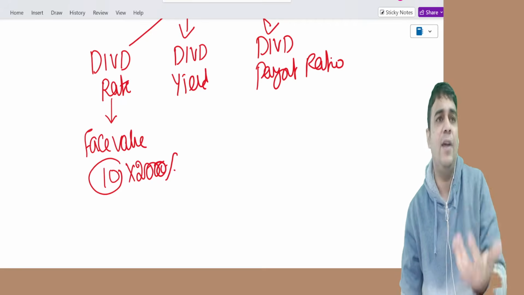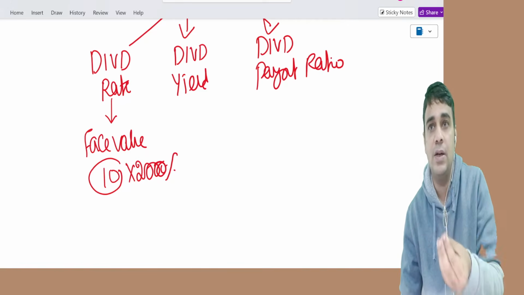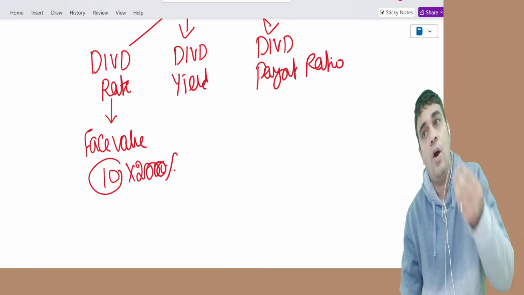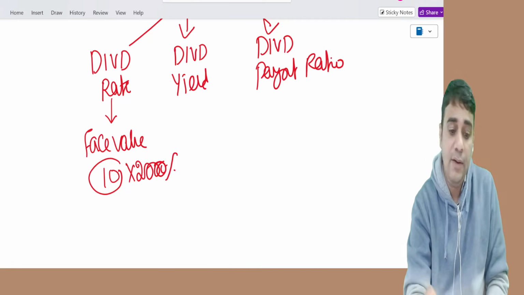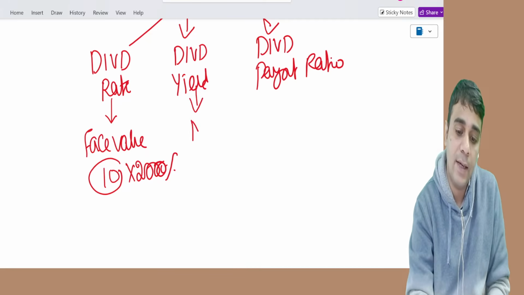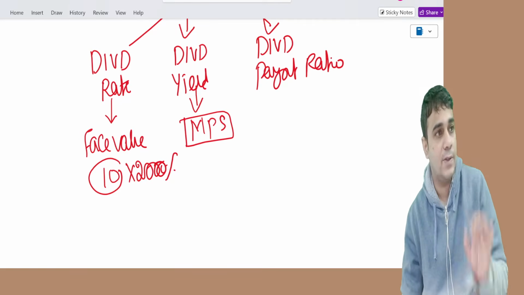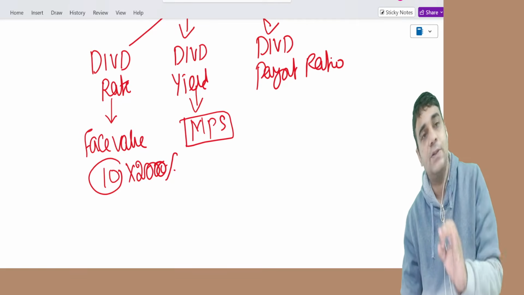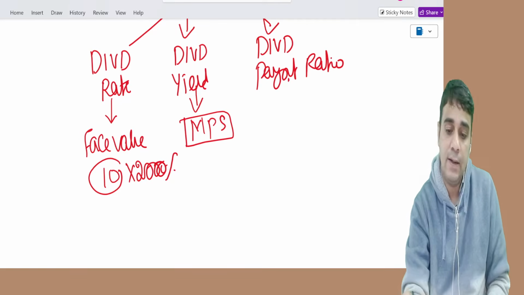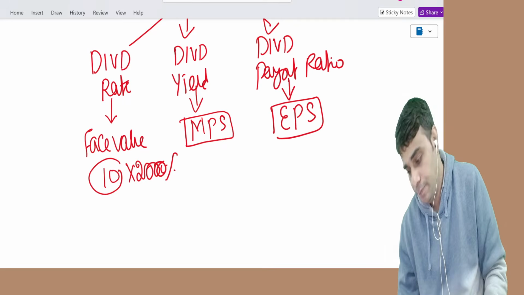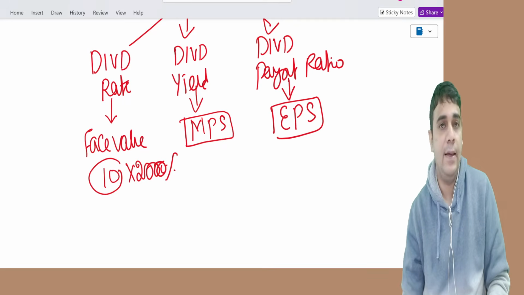First thing is on face value. Second, I want to know whether I earned that much, which is called dividend yield. The company declares on face value. Dividend yield is on market price. One is on face value, second is on market price, and payout is on earnings per share. I'll explain all three again: face value, MPS, and EPS.